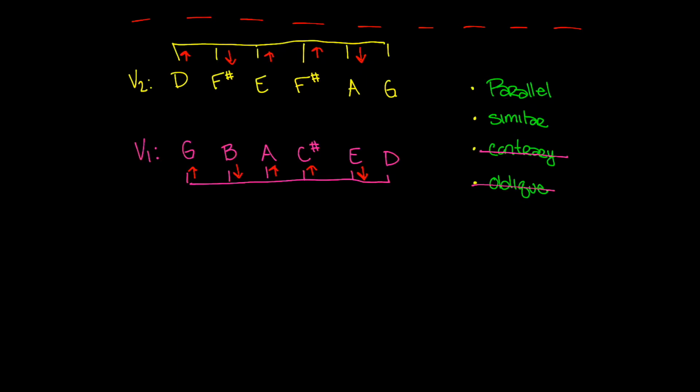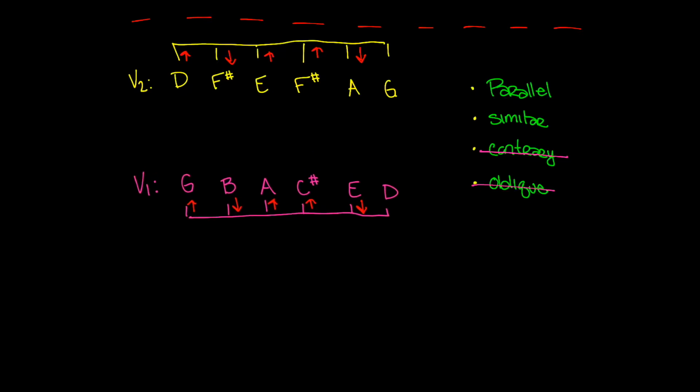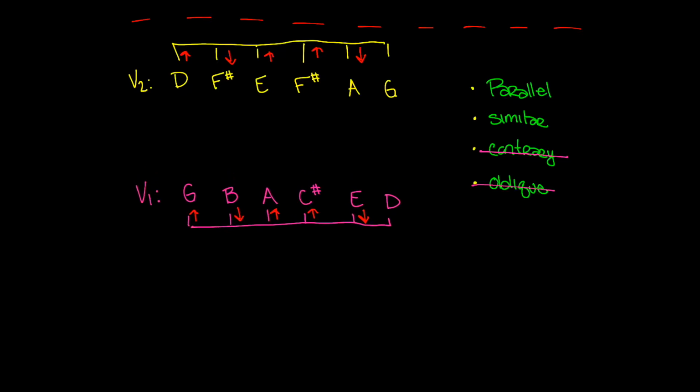So now we have to choose between parallel and similar here. To do that, we're going to think about doing this in two different ways. So the first way is we can consider intervals. And the other way that we can do it is thinking about the individual half steps and whole steps that occur. So let's start with the half steps and whole steps method.